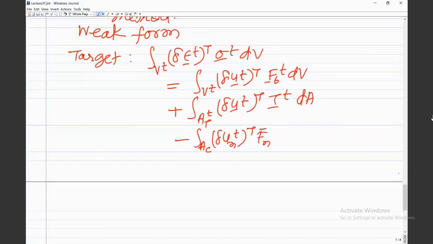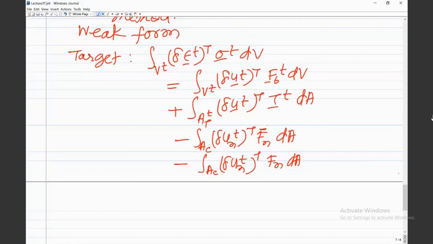So one Fn is the Lagrange multiplier, which I'm putting as Fn bar. So we add this term Fn bar dA, and minus we add the integration over the contact delta unt transpose into Fn. This is the penalty term we are going to add. I will just define this as Fn dA. Now here, this Fn bar is a Lagrange multiplier, which would be treated as an unknown.